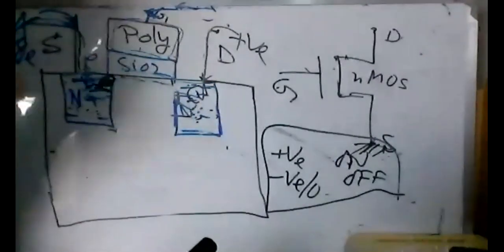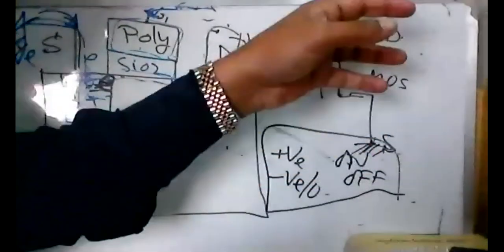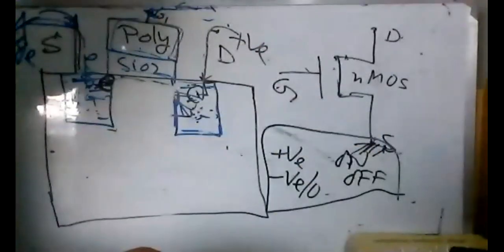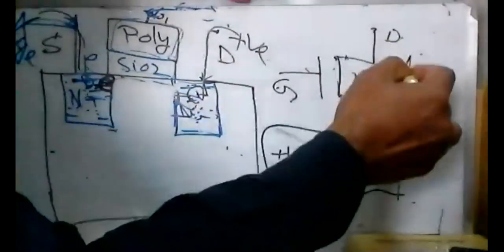For NMOS, if you apply positive voltage, the transistor will be on, and the current will flow from drain to source, and electrons will flow from source to drain. Electrons will go this way, and current will go this way, IDS. Right? This is the conclusion.